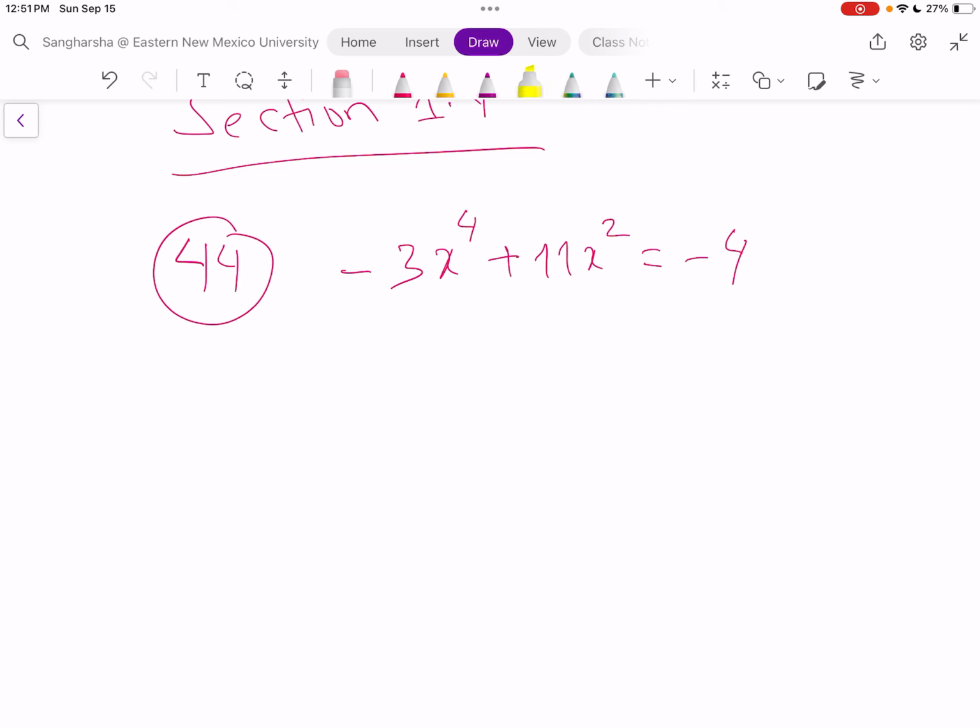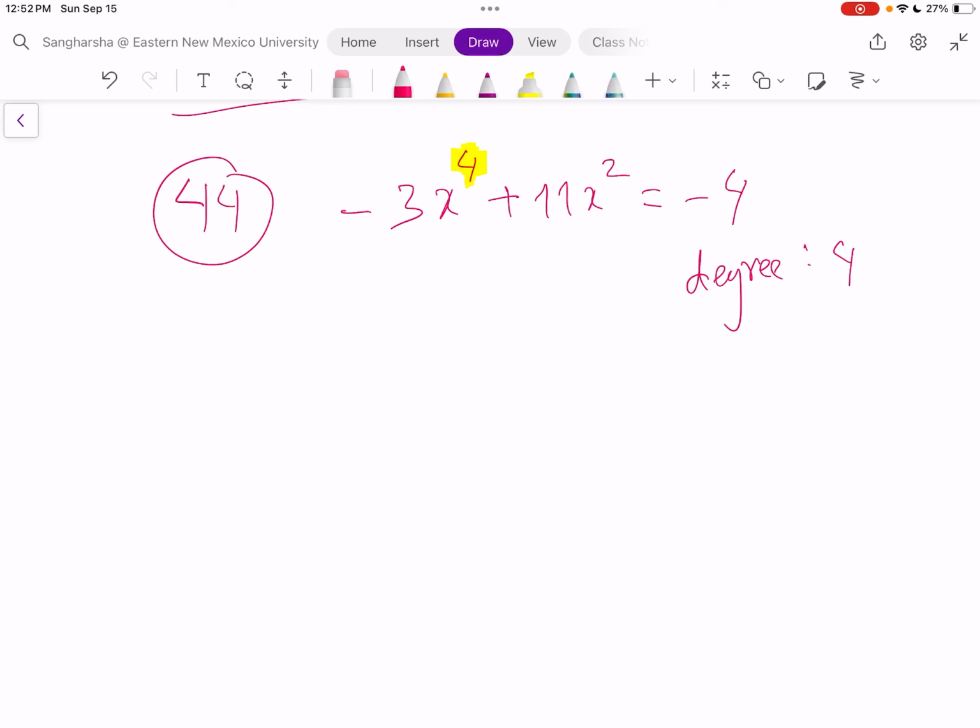Now this polynomial equation has the highest exponent, or power, which is 4. So this is a polynomial equation with a degree 4. And if you have a polynomial equation with a degree 4, then there is a way to solve this kind of equation. You need to rewrite this type of polynomial equation into a quadratic form. That's the key here. And since the degree is 4, the number of solutions is going to be at most 4. You can have 4 or less than 4.